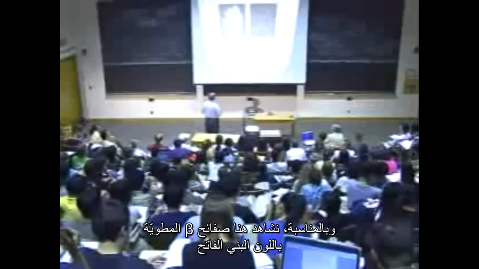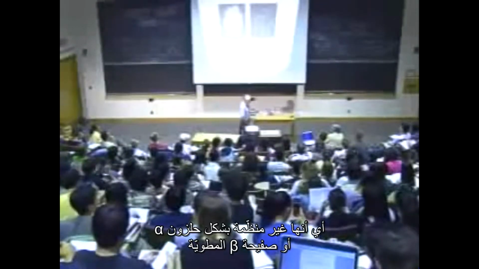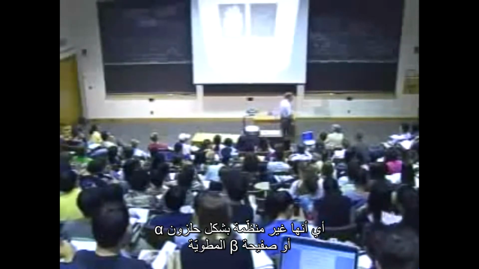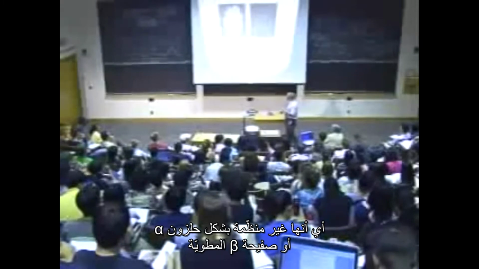And by the way, here we see that these are beta-pleated sheets in the light brown, and these are alpha helices. There's two of them here in green, one going this way, the other going this way, a third one going this way. And the other blue areas are not structured, i.e. they're not structured in the sense that they are in any way obviously alpha helices or beta-pleated sheets.